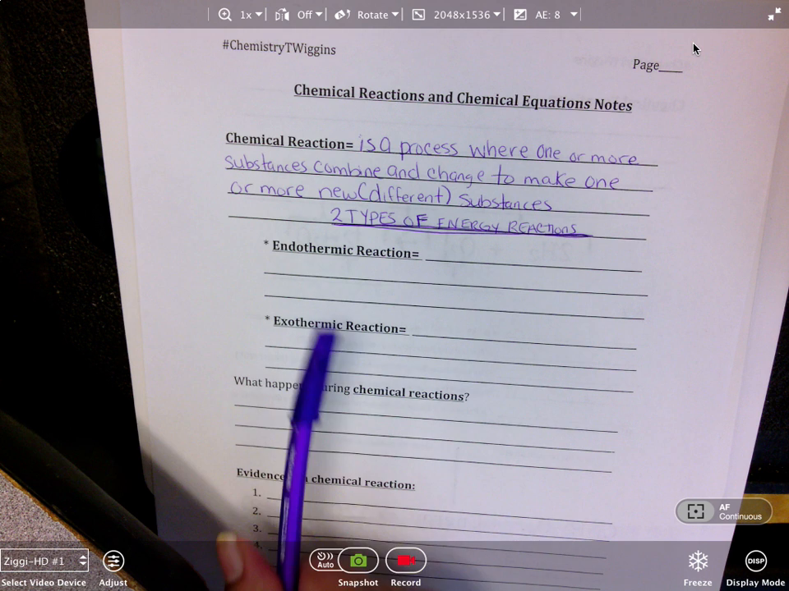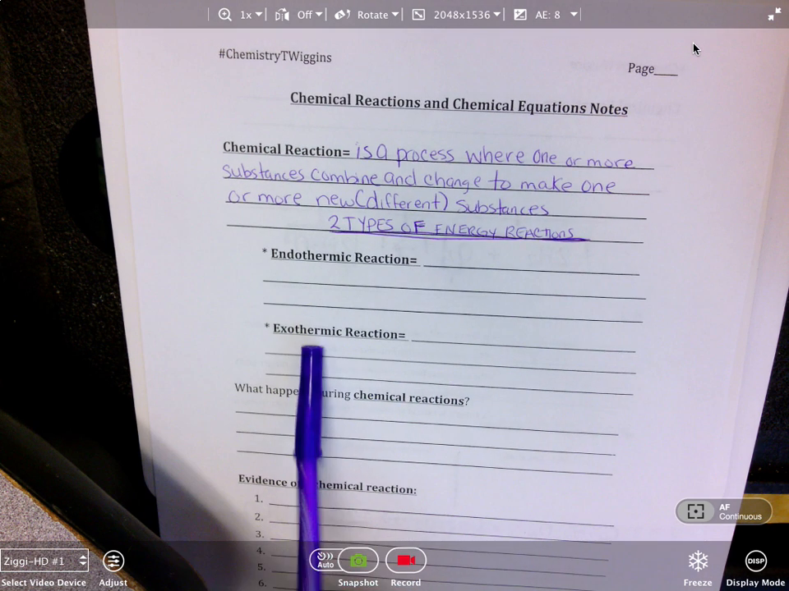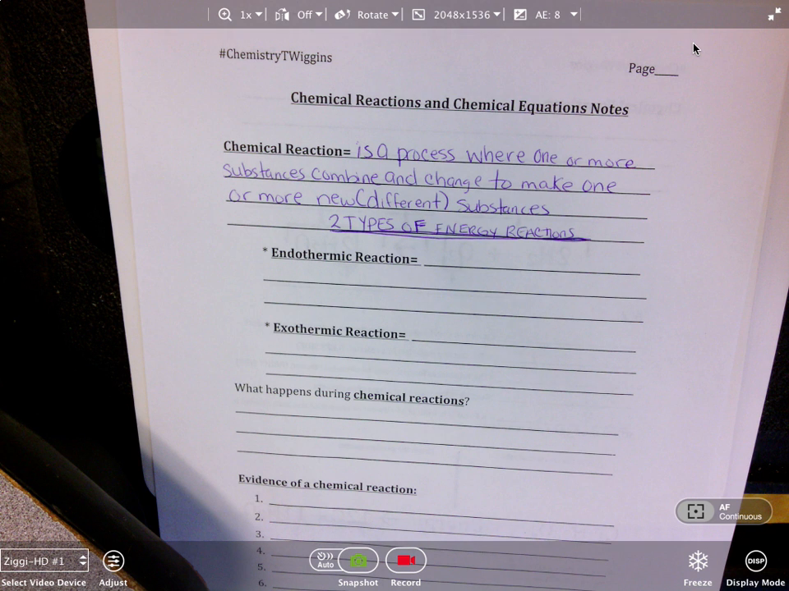We have endothermic and exothermic. We look at the word endo. What do you think that means? Inside. What is the word thermic or thermo? Heat. Heat is a form of what? Energy. So this is talking about energy being inside, meaning you're putting energy into the reaction.